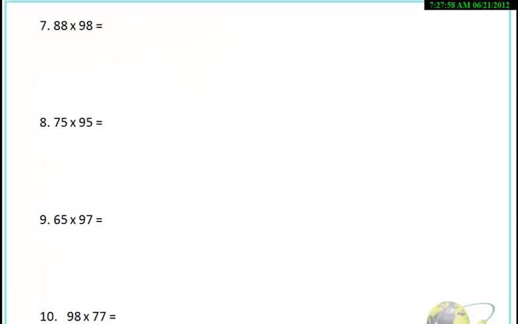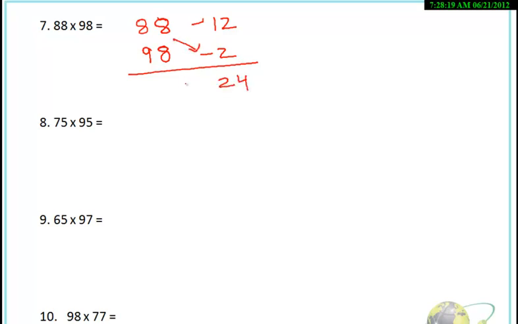Now let's take more examples. 88 into 98. Let's begin. It is minus 12 from 100 and it is minus 2. So 2 12s are 24. 88 minus 2 will give us 86. So 88 into 98 is 8624.